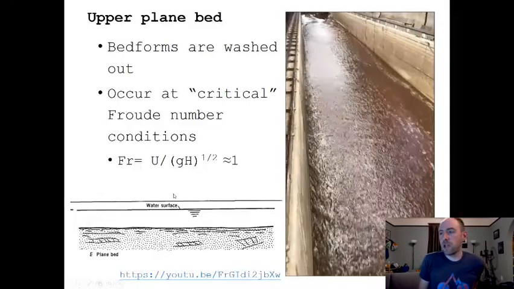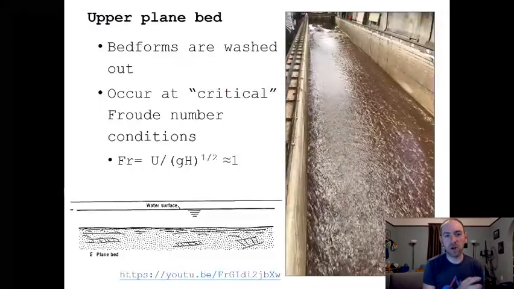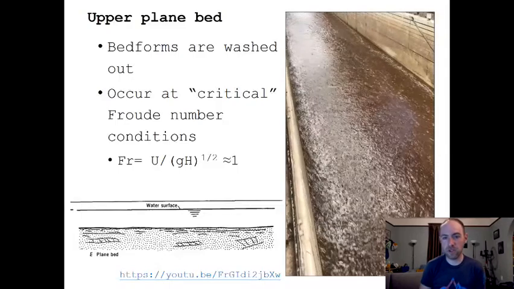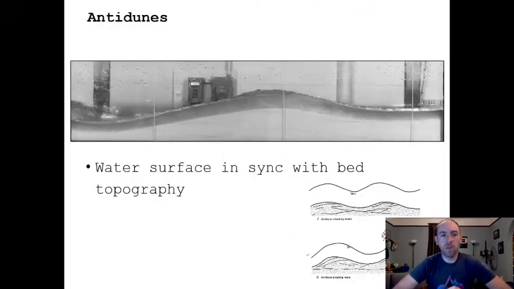And that defines more or less the transition between subcritical flow, where bed forms occur, and supercritical flow, where things like antidunes start to occur. Okay. And so the next stage as you go up in Froude number or up in flow strength is antidunes.